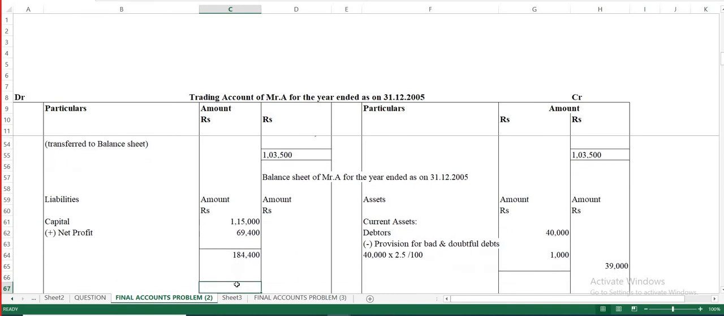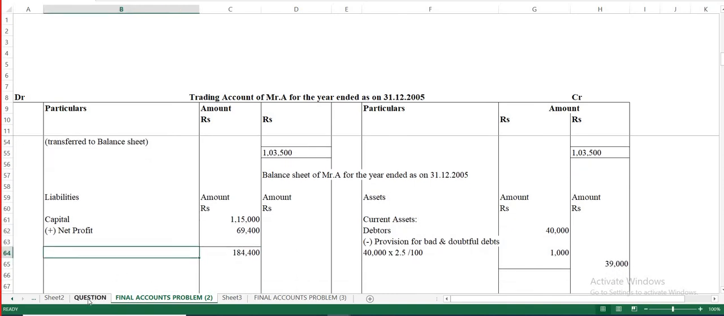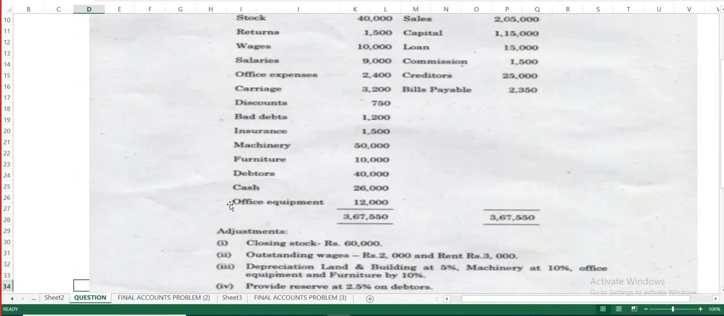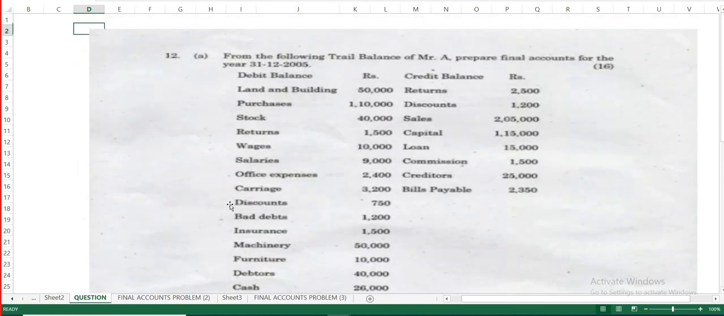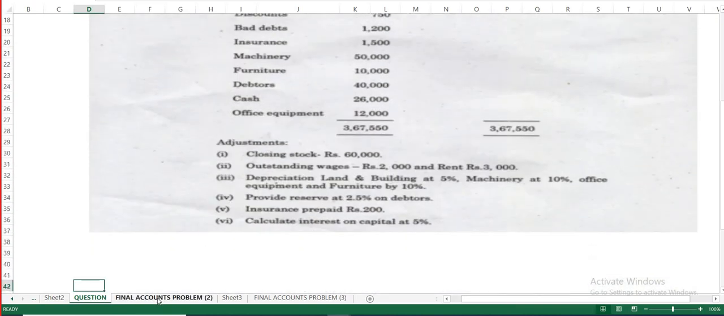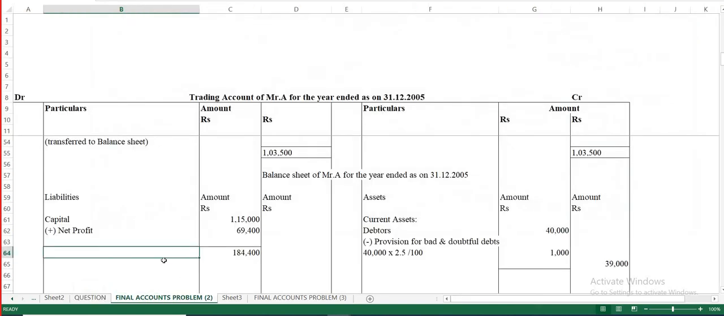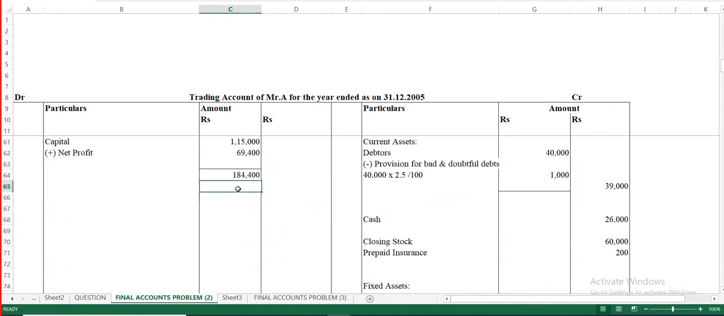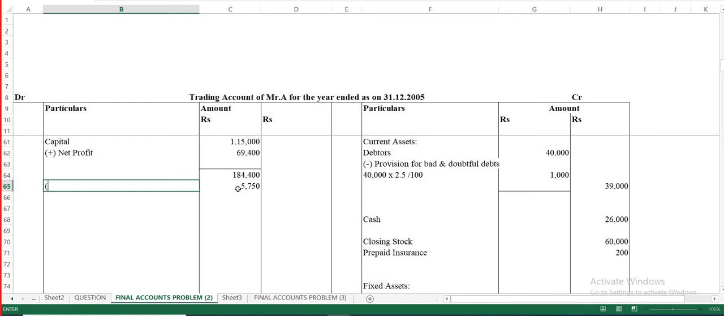1,84,400. With this you have to add up the interest on capital, because we have interest on capital in this question and we don't have drawings, I think so. If there is drawings, you have to subtract. If there is interest on drawings, you have to subtract. But in this question we don't have interest on drawings or drawings. So only interest on capital we have. Already we have interest on capital amount as 5,750. Each and every time you need not calculate. So 5,750, you add up that one, plus interest on capital.